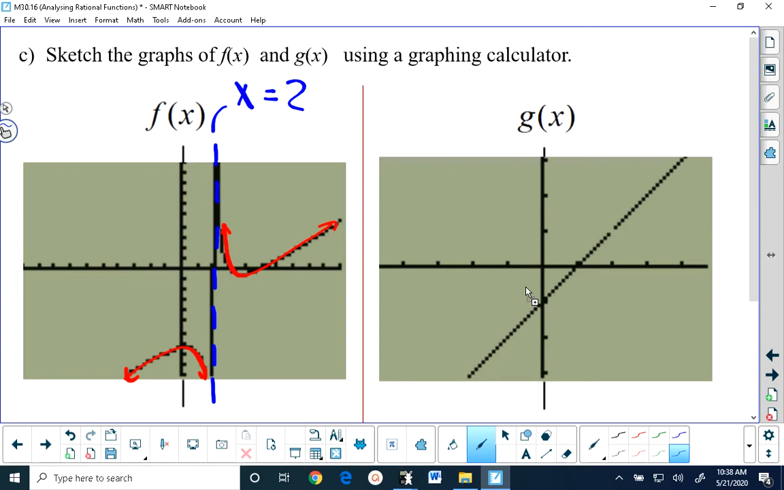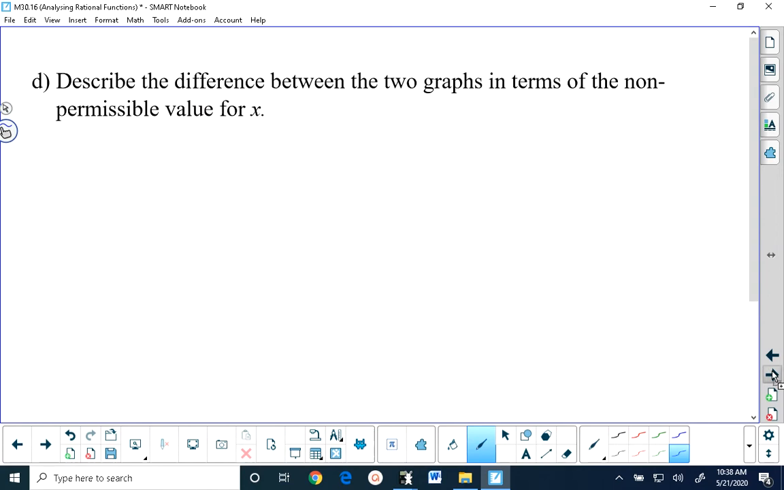Over here, x is 2 at this point, and there is a little tiny hole in the graph. And what we want to focus on today is how you can tell whether a non-permissible value is going to give us a vertical asymptote or a hole. So what's the difference between the two graphs in terms of the non-permissible value?